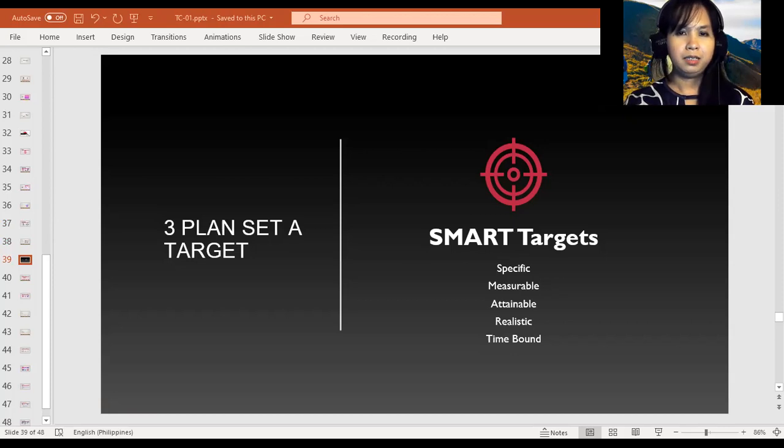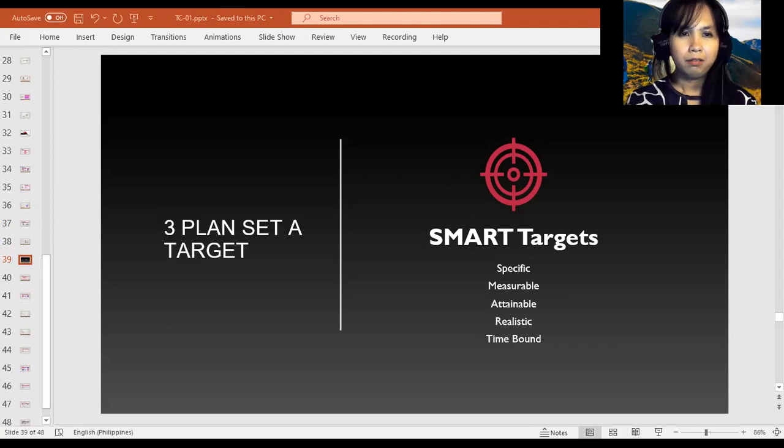This is actually an extremely important acronym. We call it SMART, and SMART stands for specific, measurable, attainable, realistic, and time bound. And as you've probably guessed by now, these 5 words offer the perfect roadmap for target setting. So let's start looking at each one in turn.